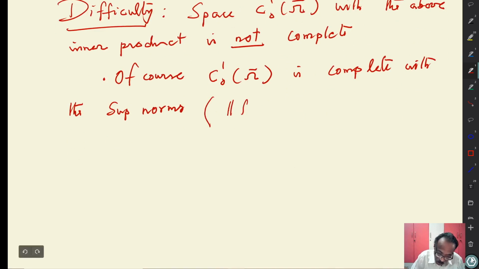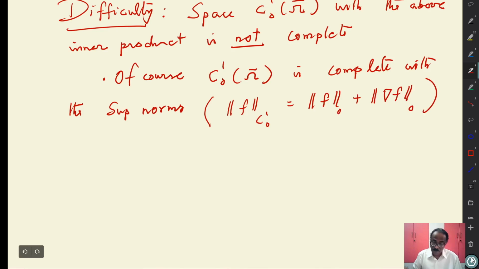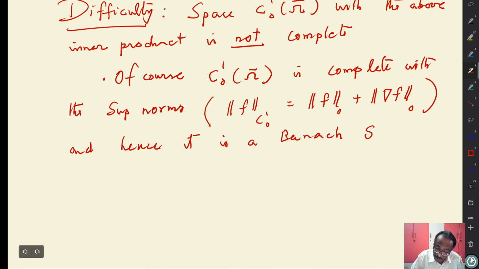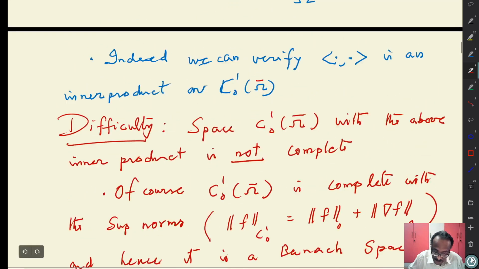For example, for F in C^1_0 you could define the norm as the sup norm of F plus the norm of the gradient of F. You can define such things, and hence it is a Banach space under this. But this is not what we wanted. We have defined a different norm which suits our formulation.